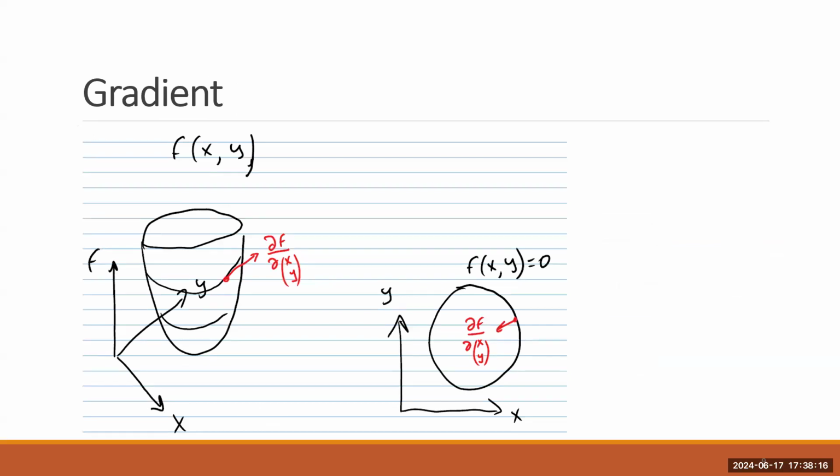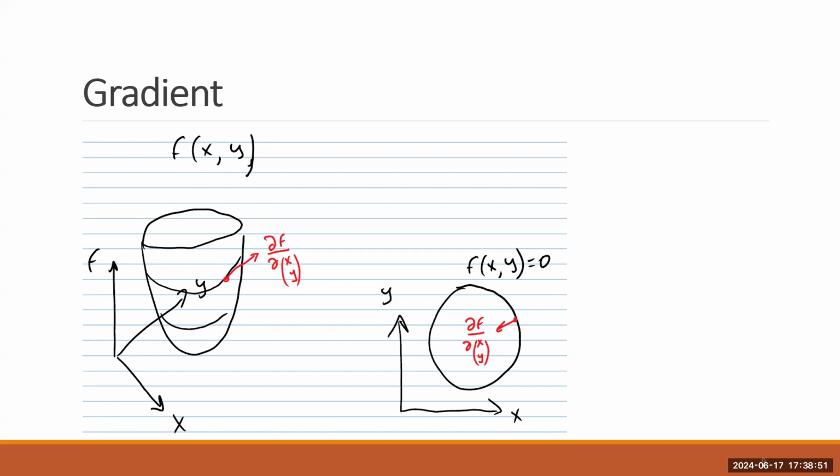Let's talk about the gradient. If I have a function f of x and y, and I draw the function x and y and f, then df over dx, dy is tangent to the manifold f of x and y. You see the f of x and y. This is the graph of the function.